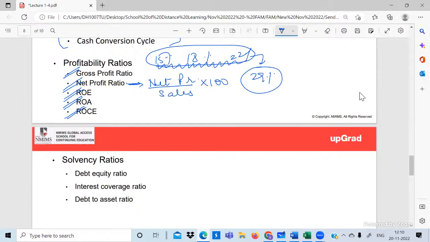Any doubt with gross profit ratio, net profit ratio, before we look at the remaining 3, which is return on equity, return on asset, and return on capital employed? Any questions on this? Then let's look at return on equity.